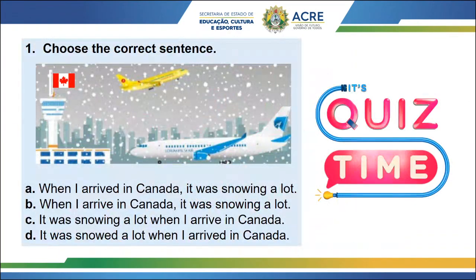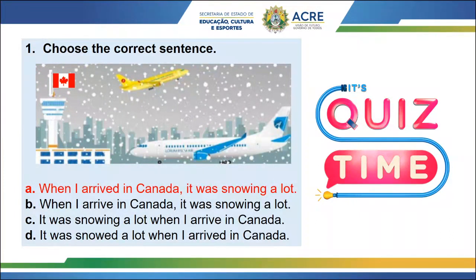Now a quiz game. Number 1. Choose the correct sentence. A. When I arrived in Canada, it was snowing a lot. B. When I arrived in Canada, it was snowing a lot. C. It was snowing a lot when I arrived in Canada. D. It was snowed a lot when I arrived in Canada. The correct answer is letter A.